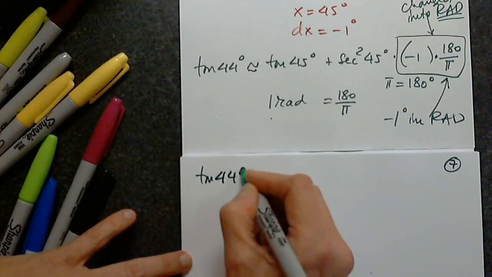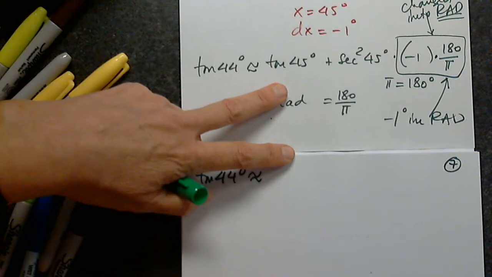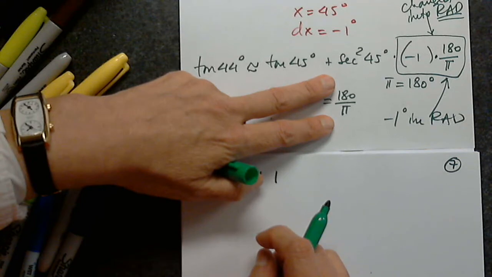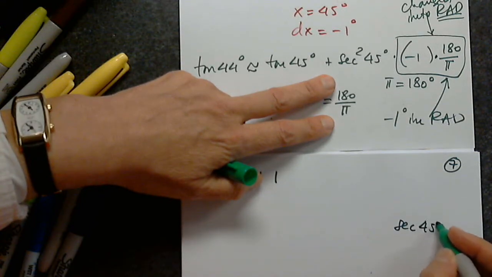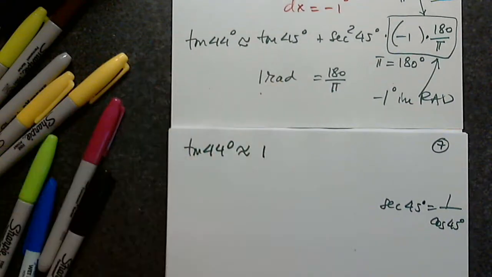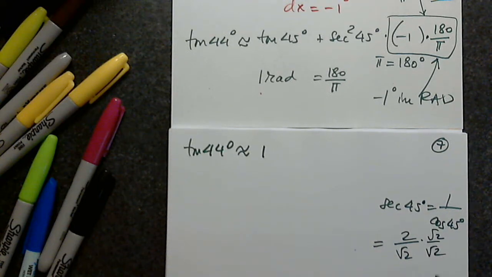So tangent 44 degrees is approximately, how much is tangent 45? It's the only angle for which sine and cosine have the same value. 1. Now secant squared of 45. Remember secant of 45 degrees is 1 over cosine 45 degrees. So if you don't remember secant, then you will remember cosine. It's the only angle that has the same sine and cosine. Square root of 2 over 2. So then this will be 2 over the square root of 2, and now I have to rationalize. These two go away, so it's the square root of 2.